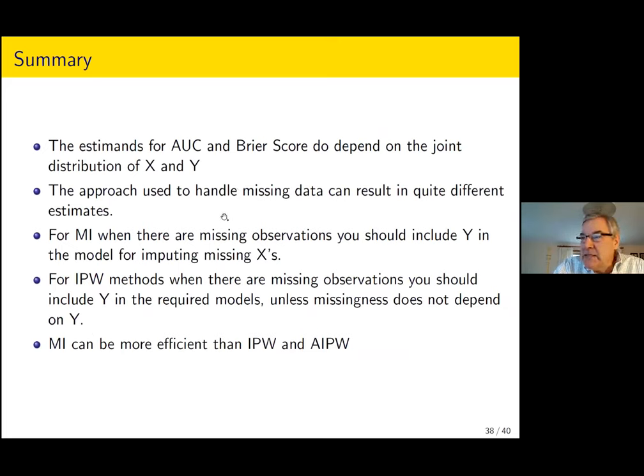Different ways of handling missing data give you quite different estimates. For multiple imputation, you should include Y. For IPW, when the missingness depends on Y, it's better to include Y. And there's sort of no harm in including Y in the model. And we found multiple imputation can be more efficient.